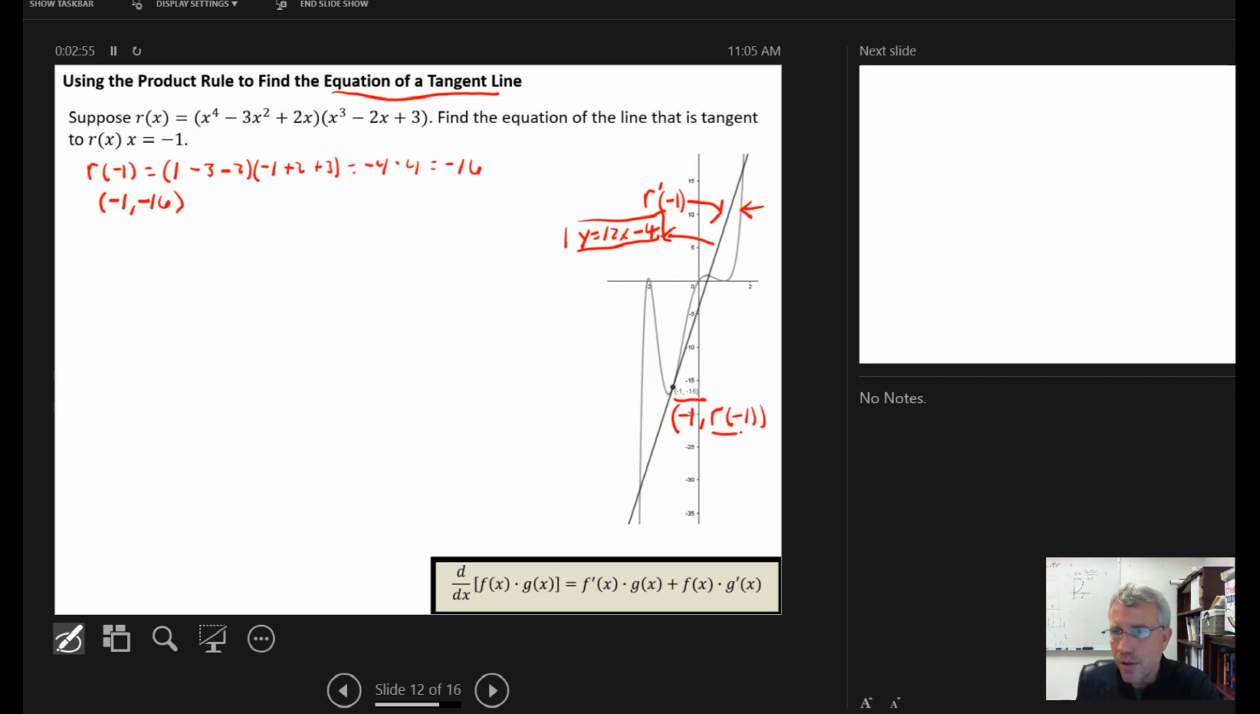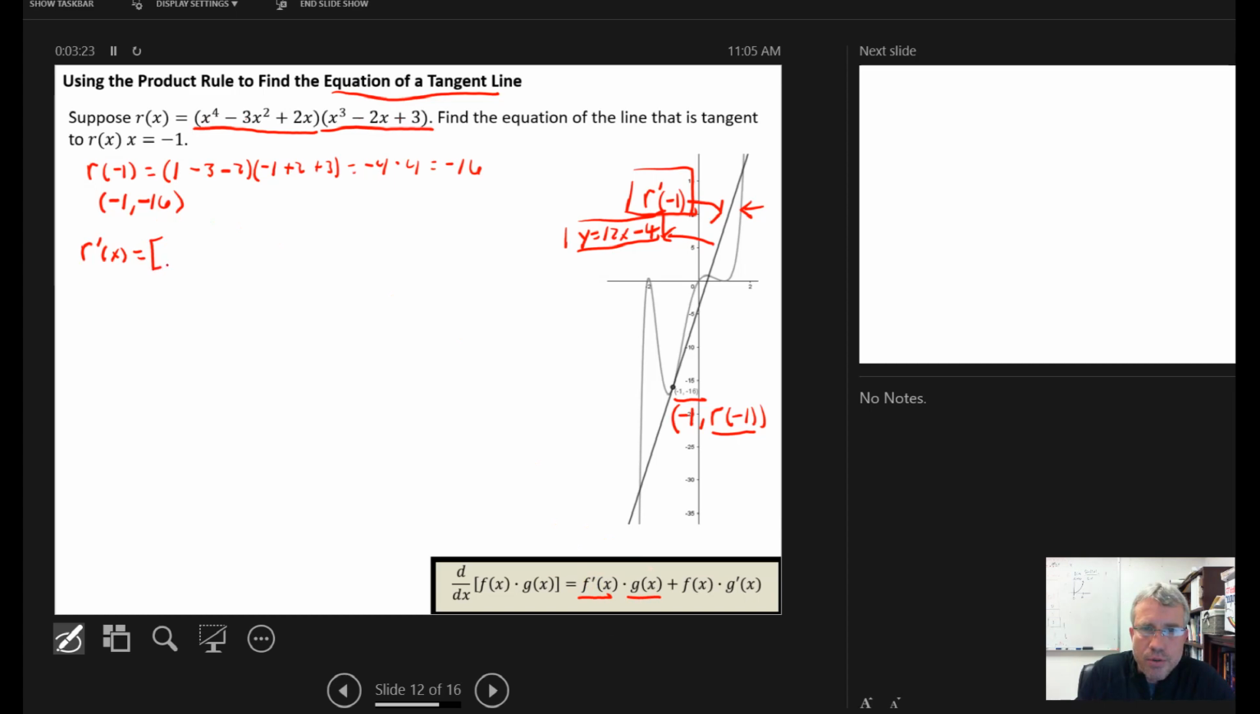So I've calculated r of -1. Now I need to find r prime of -1, which means I need to calculate the derivative of r. So r prime of x, I need its derivative. And I see that r of x is a product of two trinomials. So because it's a product of two functions, I'm going to go ahead and just use the product rule to find the derivative.